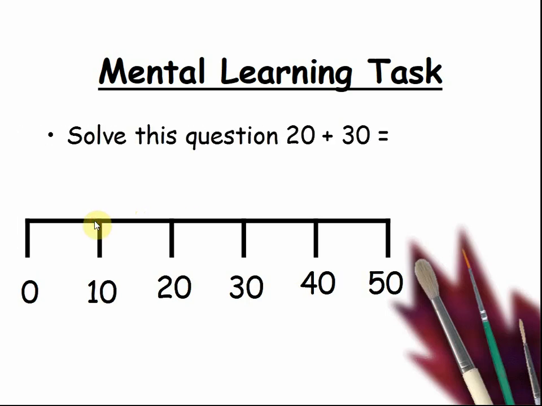Solve this question. 20 plus 30. You could start at 30 and you could add 20 to make 50. Or you could start at 20 and add 30. 10, 20, 30 to make 50.